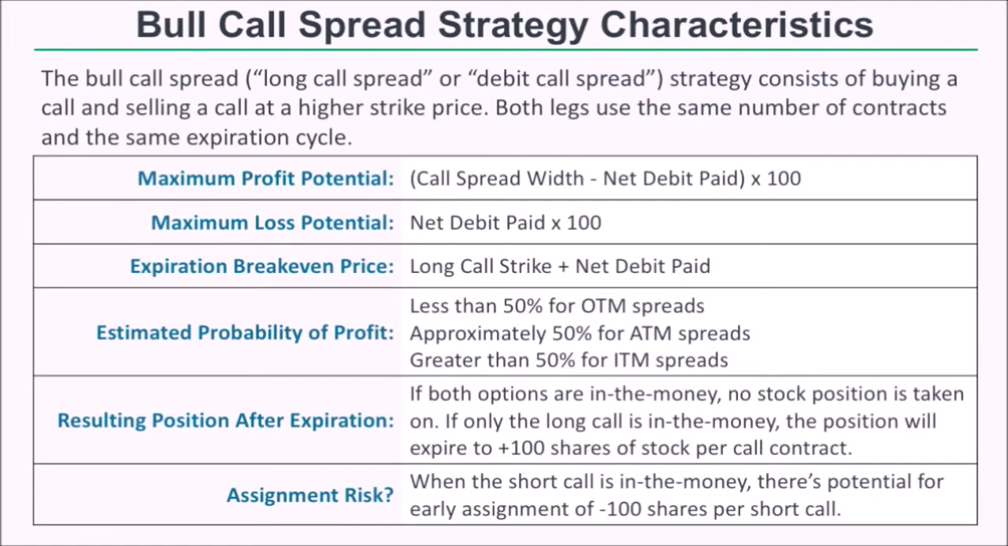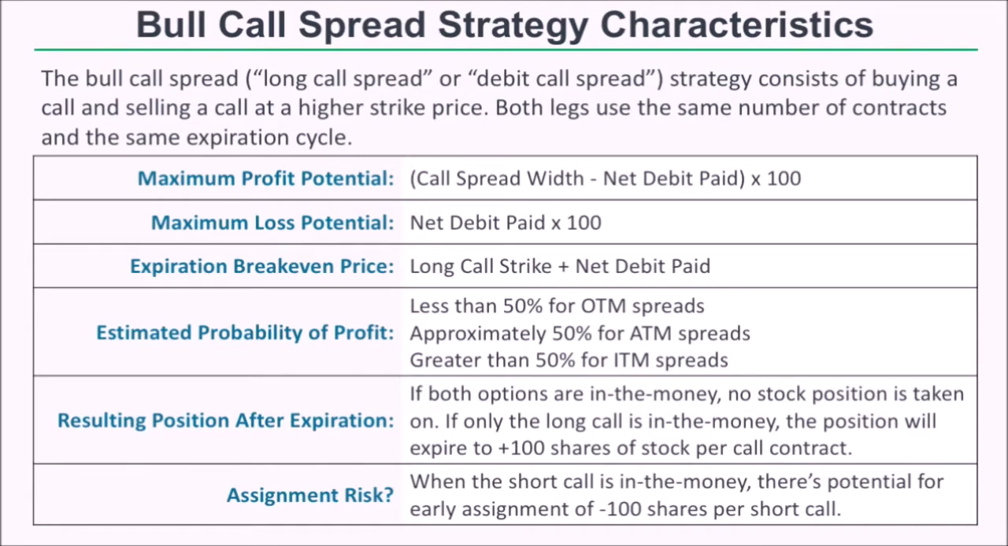Well, a bull call spread is sometimes referred to as a long call spread or a debit call spread. They're all the same thing. So that strategy consists of buying a call and selling a call at a higher strike price than your long call. Now, both legs use the same number of contracts and reside in the same expiration cycle.